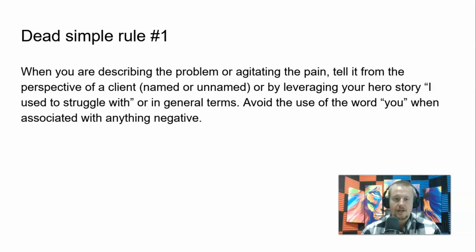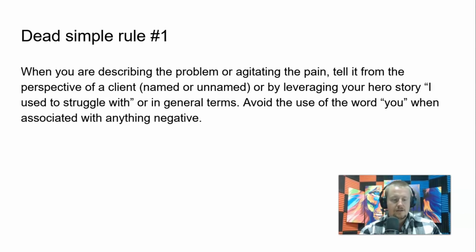So now we're going to go into the dead simple rules of writing good ad copy. All right, number one: when you're describing the problem or agitating the pain, tell it from the perspective of a client, named or unnamed, or by leveraging your hero story. "I used to struggle with..." In general terms, avoid the use of the word you when you're associating anything negative. A lot of the old direct copy would really dig into people's pain and call people out. You know, it's dog whistle copy. And that just doesn't work. It doesn't fly as well with Facebook.